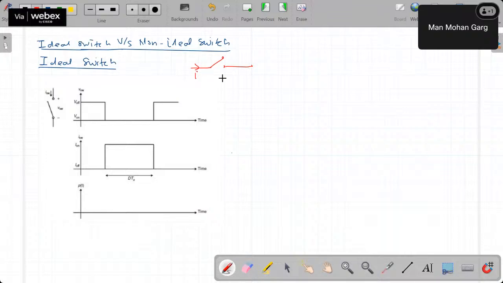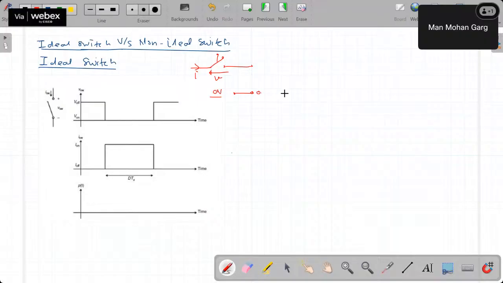Let's say it is carrying current in this direction, and this is the voltage across it, and maybe some control terminal is there. We are not worrying about that. Whenever it's connected in the circuit and it is on, the voltage across this device should ideally be zero. This is the voltage across the device, and this is the current. This is the A terminal, this is the B terminal.